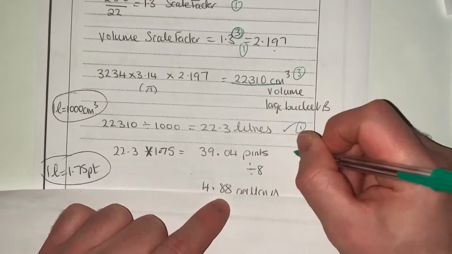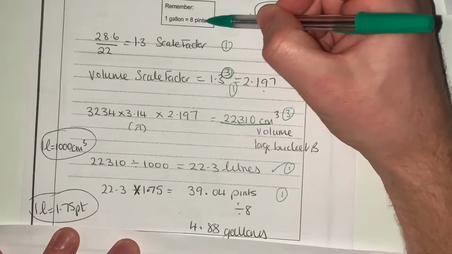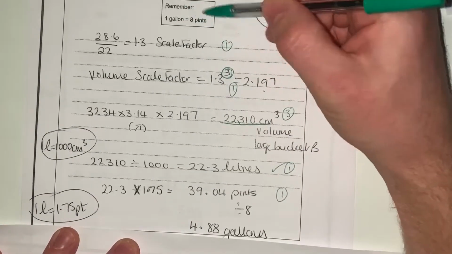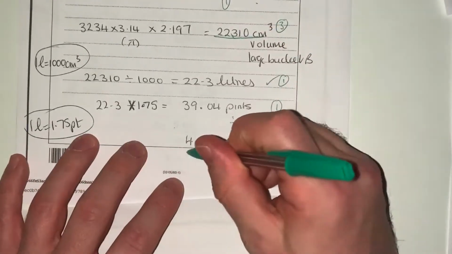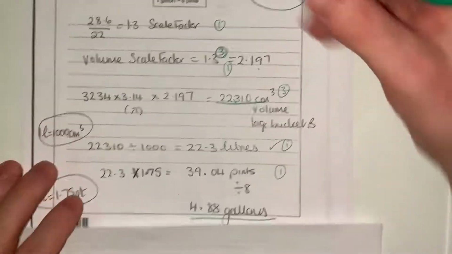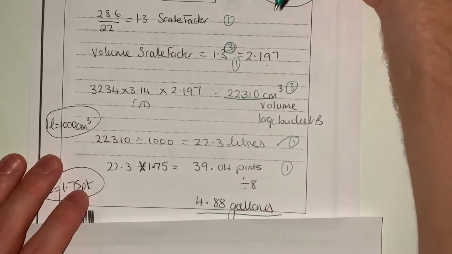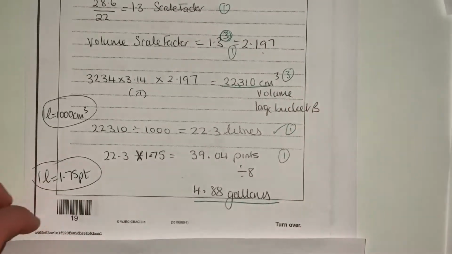So that's my 4th, that's my 5th. And my final mark is then obviously using this conversion to change it to gallons. I need to divide by 8. Gives me the answer of 4.88 gallons. Real tricky question, but for 6 marks, try and get your teeth into it. You can still pick up marks for scale factor and cubing. If you can only get the 2 or the 3, that's still better than achieving 0.